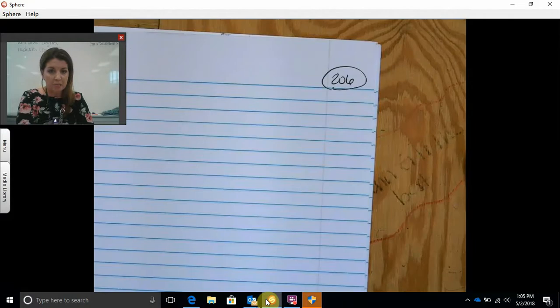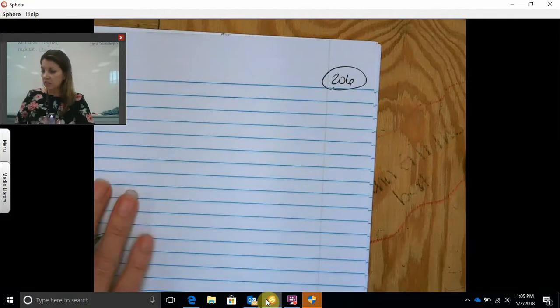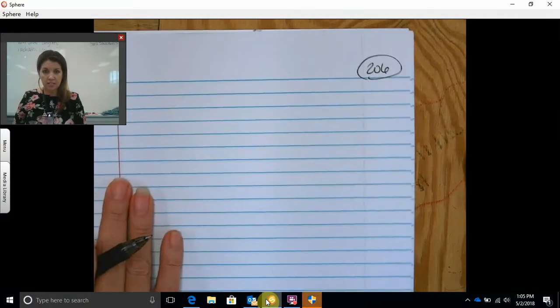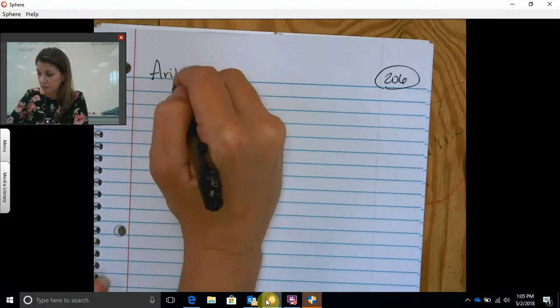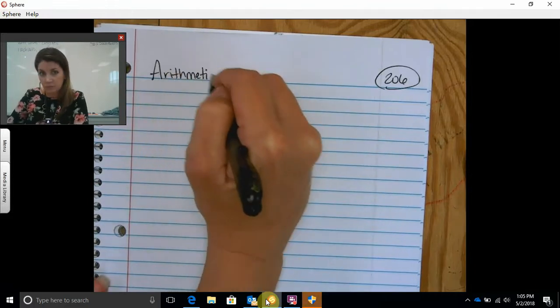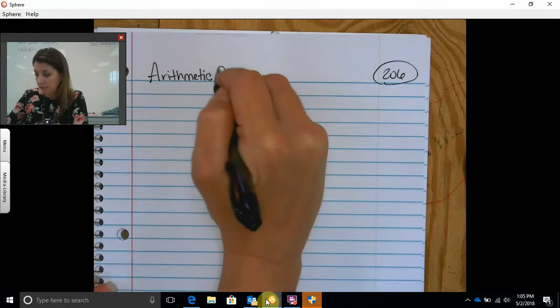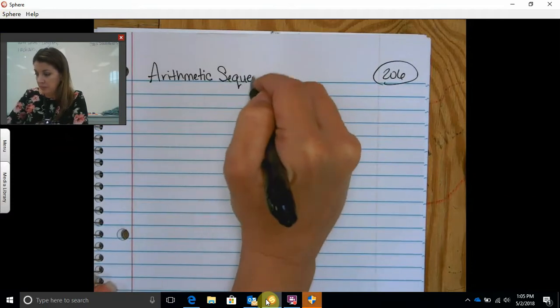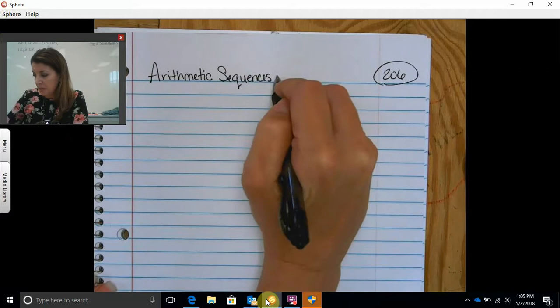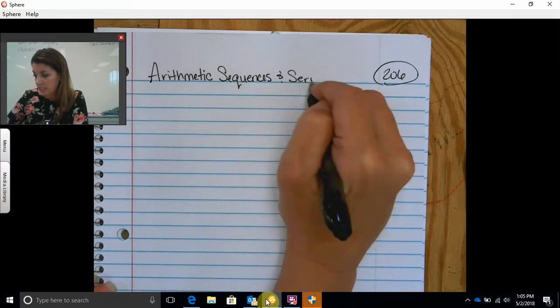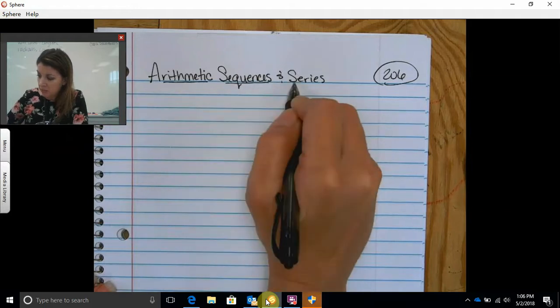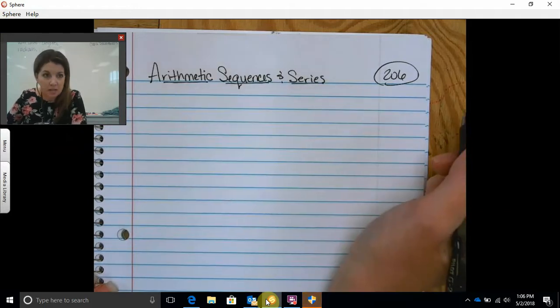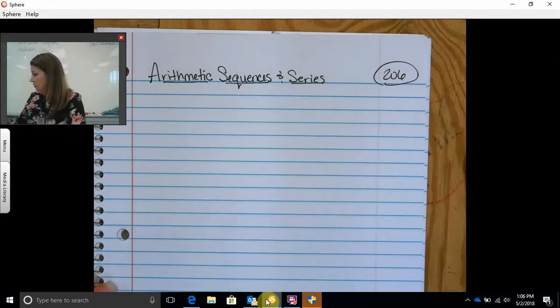All right, new lesson, page 206. This is called Arithmetic Sequences and Series. It depends how far we get. You may possibly have done some of this in geometry. You may not. You'll definitely see it in future math classes as well.